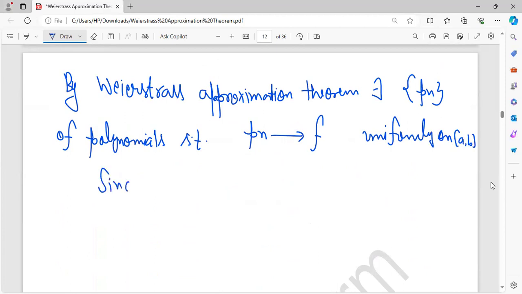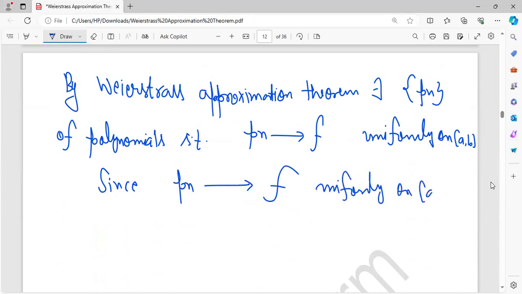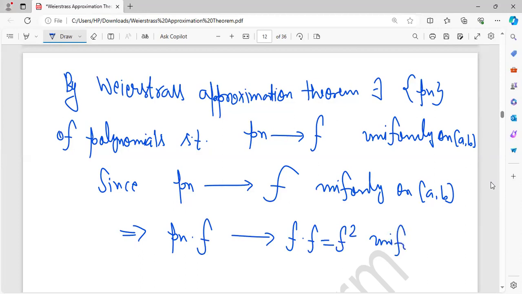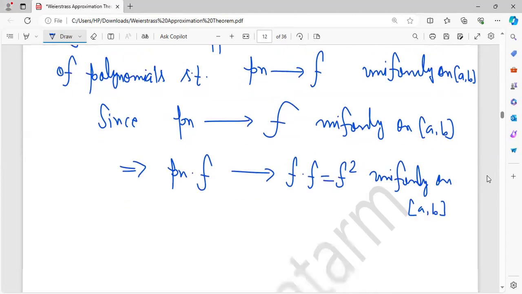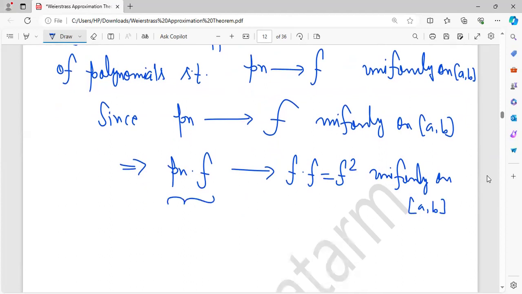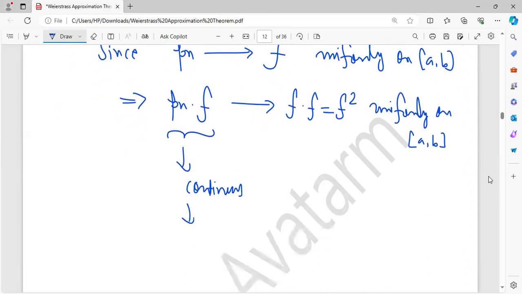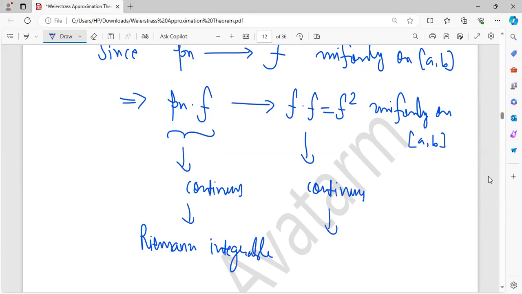Since p n converges to f uniformly on a, b, this implies p n times f will converge to f times f, that is f square, uniformly on a, b. Because this is a continuous function on a, b, this implies this is Riemann integrable also, because a continuous function on a closed interval is Riemann integrable. This is also continuous on a, b, so this is also Riemann integrable.